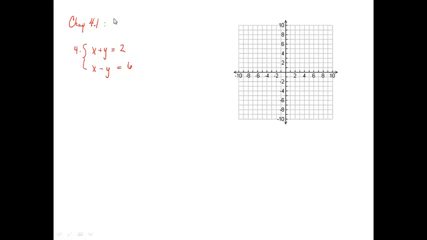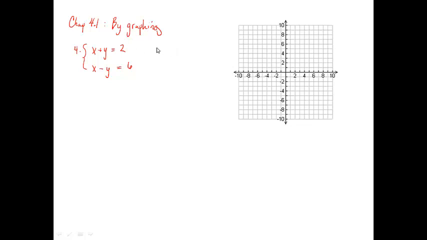Well, they told me to solve this by graphing. And what does it mean to solve a system of equations? It means your answer, your solution, if I plug it into the first equation, it works. If I plug it into the second equation, it also works. The solution has to work for both equations. So they say solve by graphing. So let's graph this. I'm going to do the first equation first.